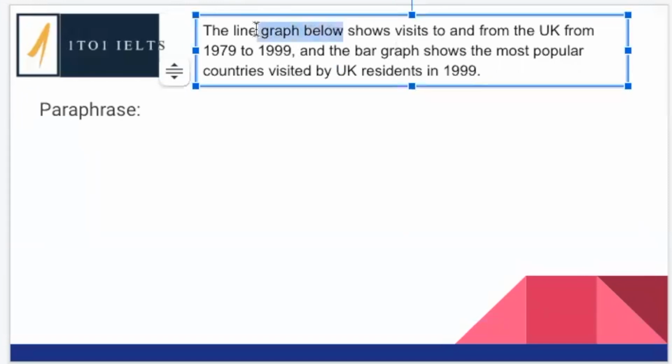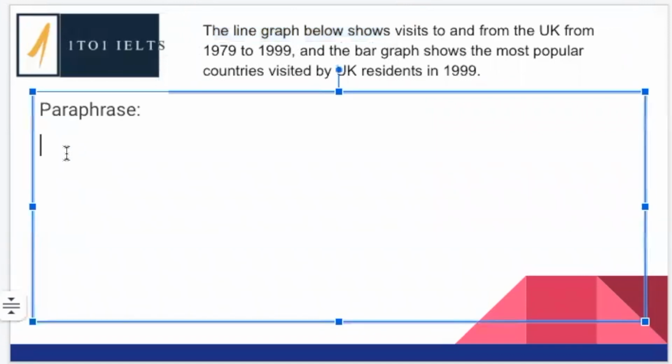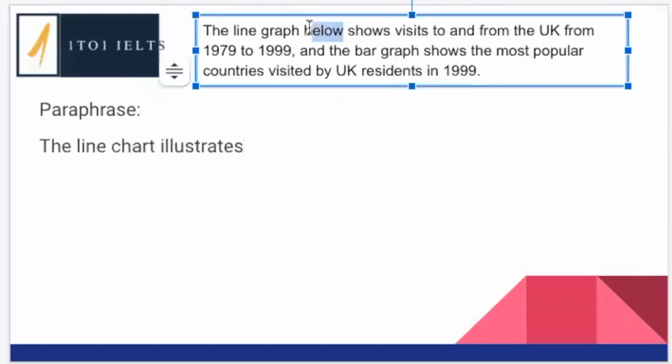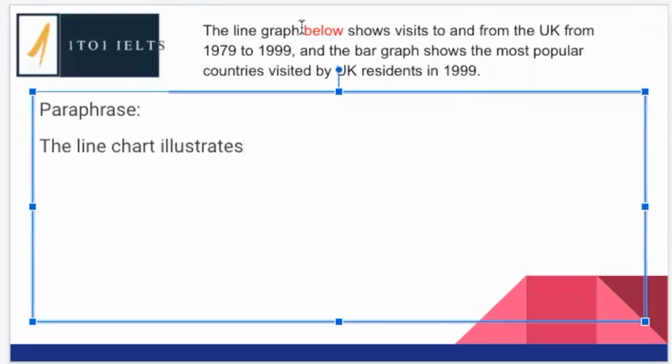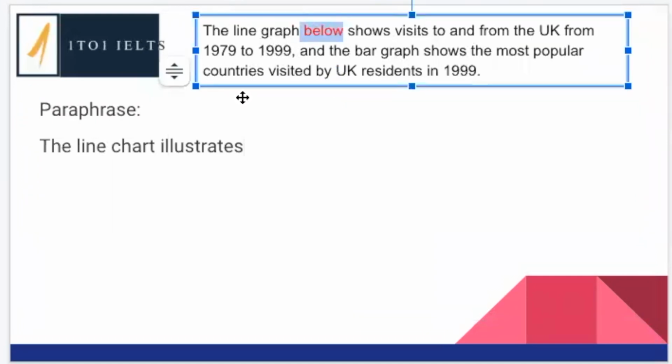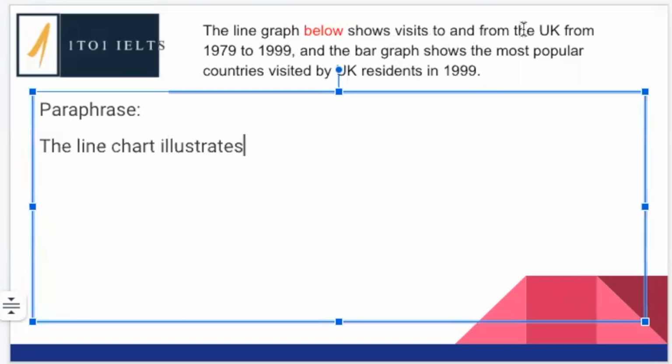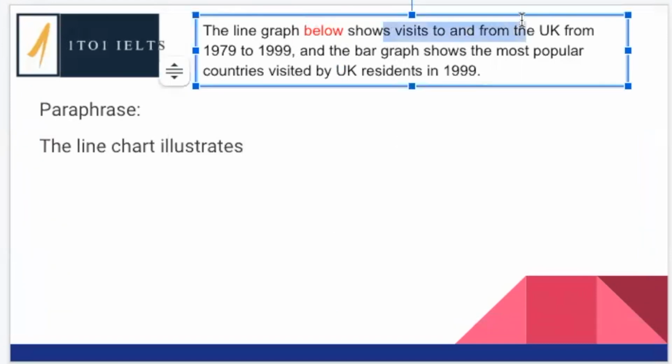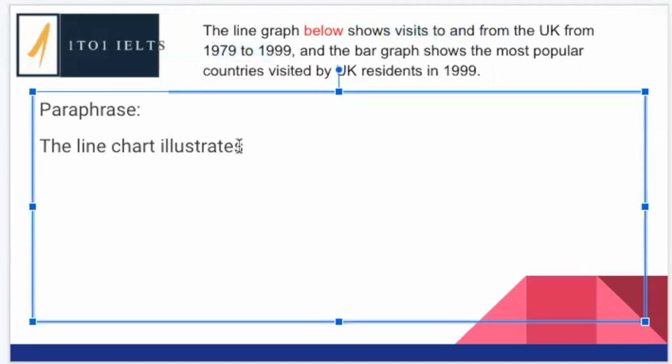We're definitely going to want to have this, the line graph shows, so we know what we're talking about. How do we paraphrase the line graph? Line chart illustrates. Do we ever need to include this word below? No. Okay, this is a word that's never going to be in our paraphrase. Visits to and from the UK from 1979 to 1999. Is there any way that we can change the structure here? I would say it would be difficult to find a different structure. So if we don't see an easy way of changing the structure, then we go to synonyms. Visits, we mentioned already. Trips, to and from the UK, to and from the United Kingdom. Yep, we can make it larger.